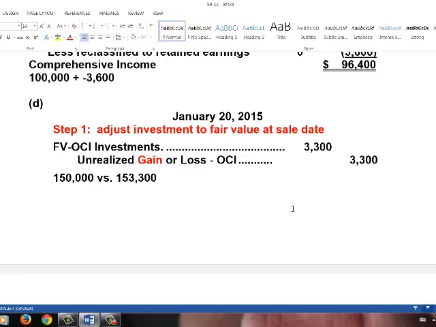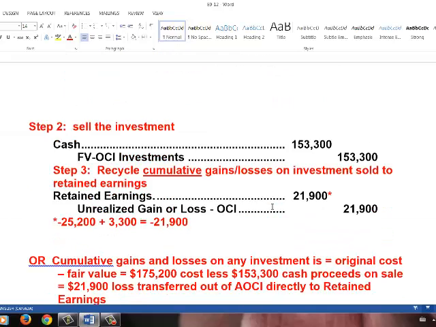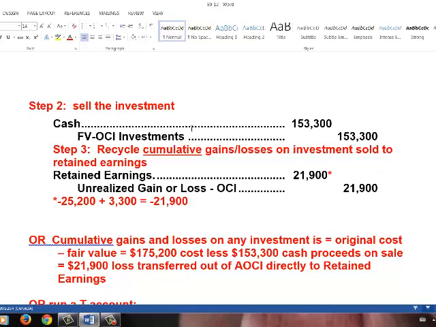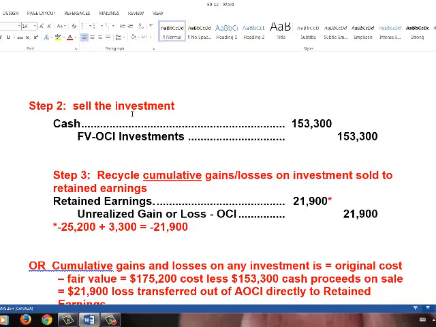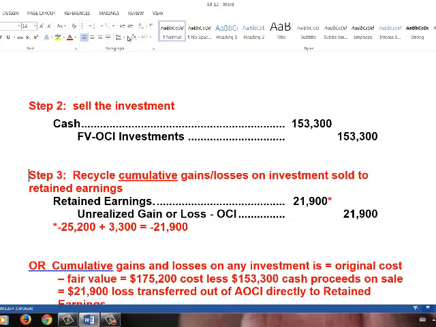Now the next thing we have to do is dump this investment. So now that we've adjusted it to $153,300, we're going to realize the cash of $153,300 from the investment. Once we adjust it to its fair value at the date of sale, we're going to get rid of it at the amount that we got, which is $153,300. So we're going to debit cash and credit the fair value through OCI investment at $153,300. So now the investment is gone. We no longer have it on our books.